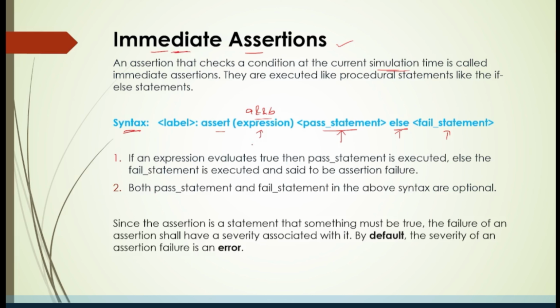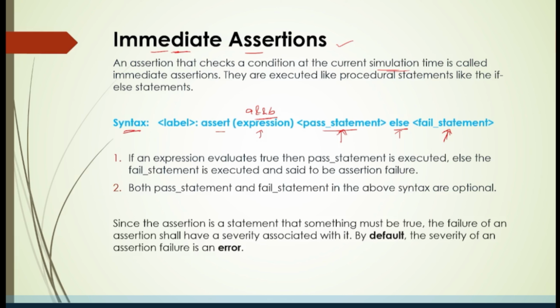Here, if the expression evaluates as true, then the pass statement is executed. If the expression is not true, then the fail statement will be shown. That means there is an assertion failure. The fail statement being shown is nothing but an assertion failure. So with an assertion failure, you can know at what point of time this particular signal is failing.